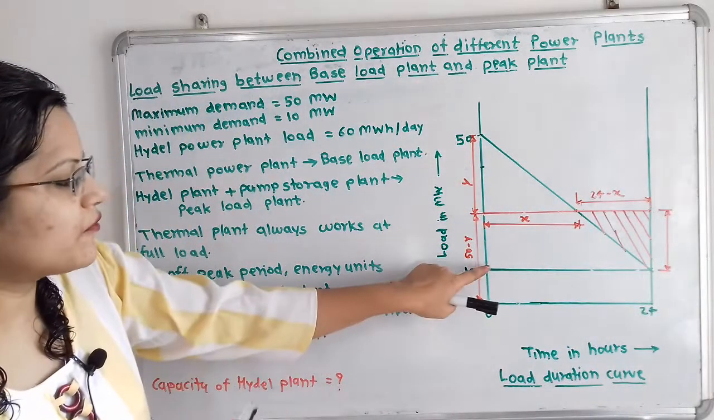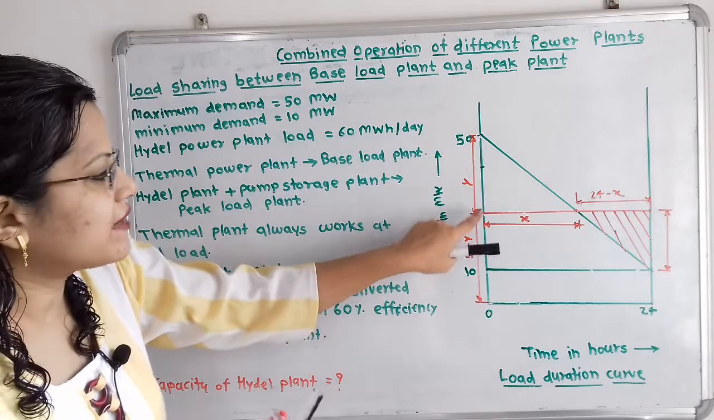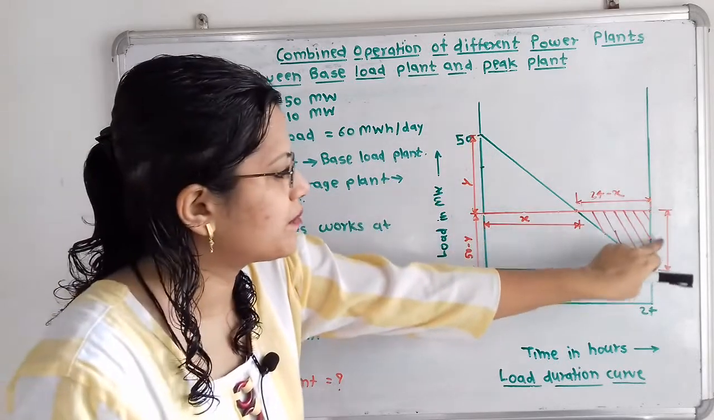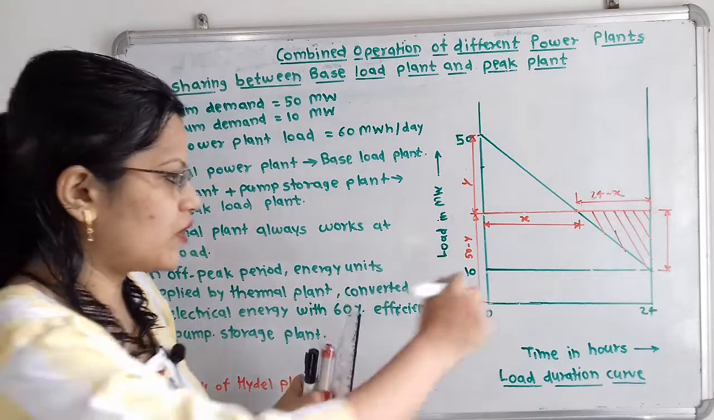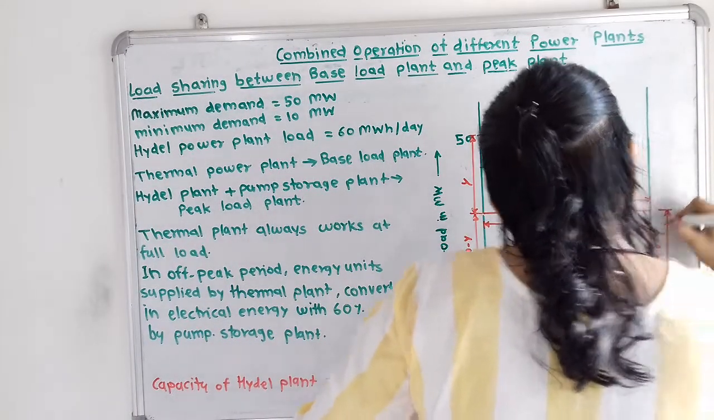Now if we observe from this 10 to 50, this whole distance is 40. And this is 40 minus y. So 40 minus y is this remaining distance. So I will write here 40 minus y.